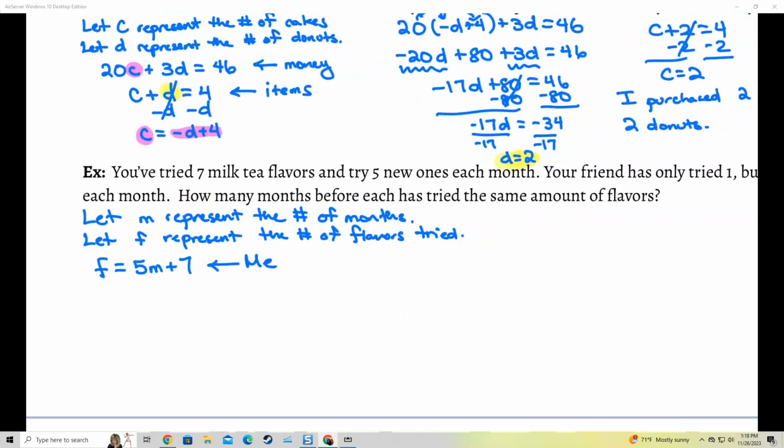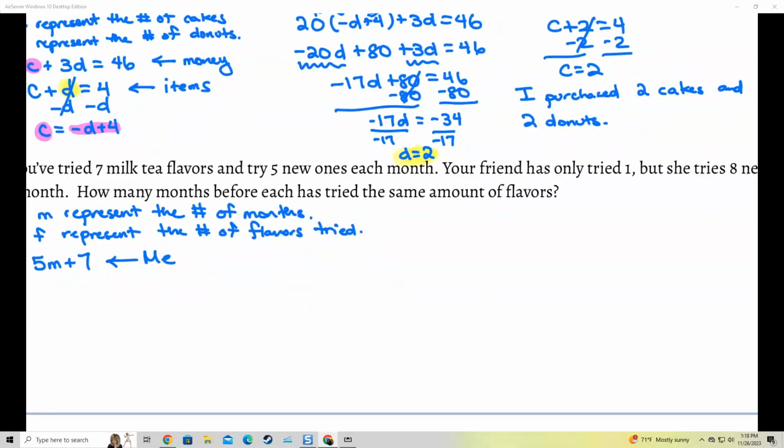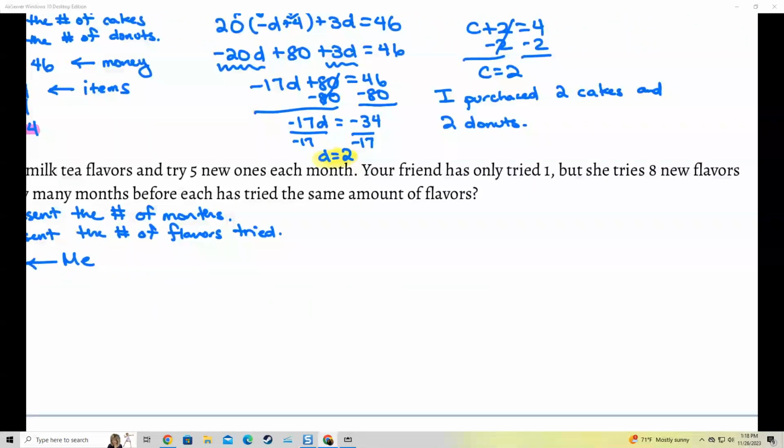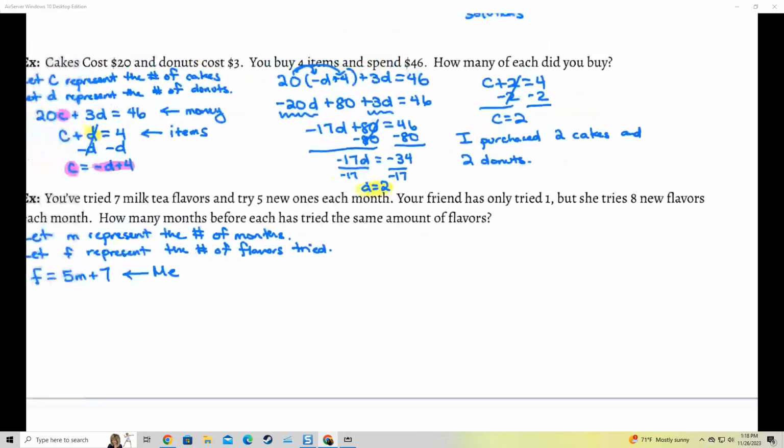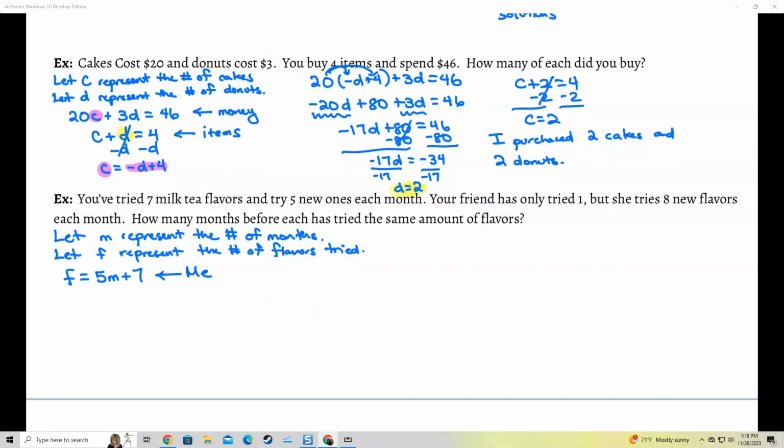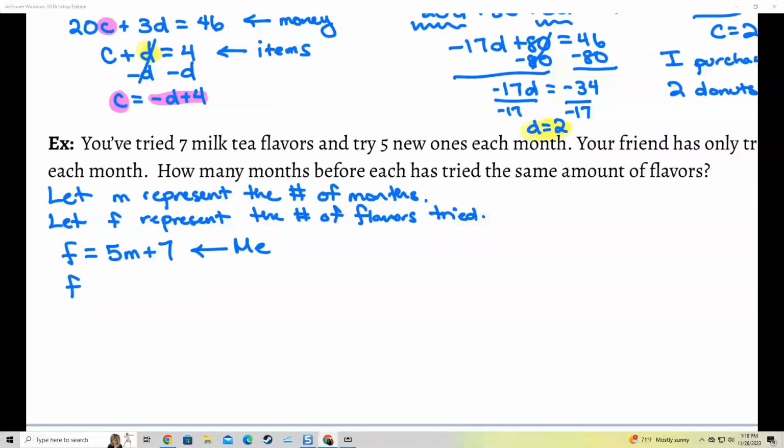As far as for my friend, it said that they've only tried 1 so far, but she tries 8 new flavors every month. So after 1 month, it's 8 more, and then another 8 more. So it looks like they're counting by 8s. So I'm going to write the number of flavors for my friend. They're counting by 8s, so I'm going to put the M next to the 8. And they started already with 1 flavor, and this is for my friend.